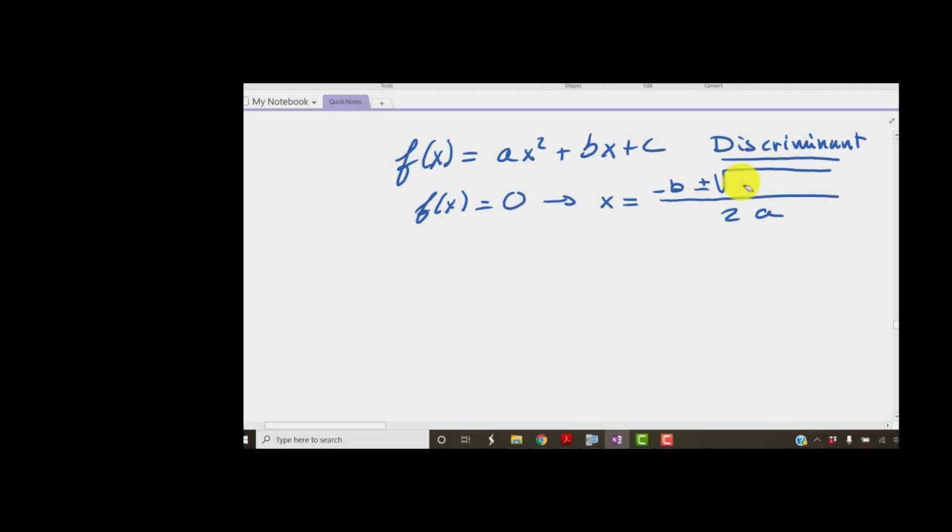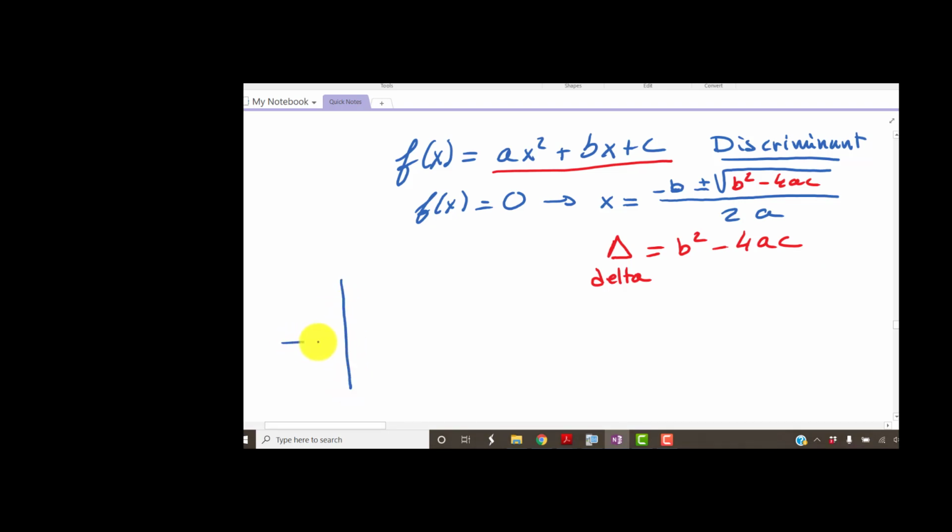This quantity right here under the radical, b squared minus 4ac, is called the discriminant of this equation. And actually, we often use the Greek letter delta. This is delta right here. Delta for a quadratic function means b squared minus 4ac. So what does the discriminant tell us about the equation?